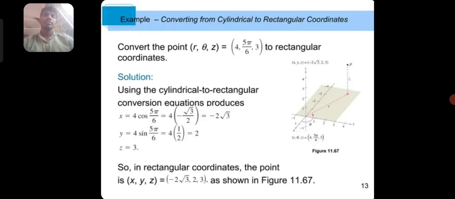Convert the point (r, theta, z) equals (4, 5 pi by 6, 3) to rectangular coordinates. Using the cylindrical to rectangular conversion equations produces x equals 4 cos 5 pi by 6. These are the calculations of x, y, z. So in rectangular coordinates, the point (x, y, z) equals (minus 2 root 3, 2, 3) as shown in figure 11.67.